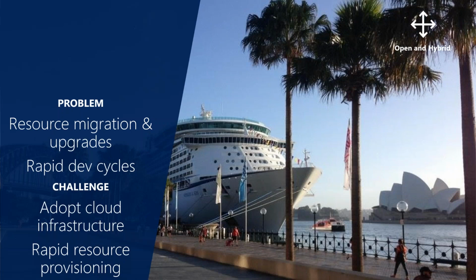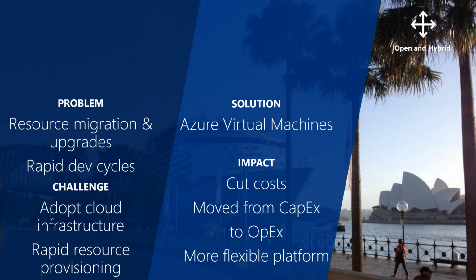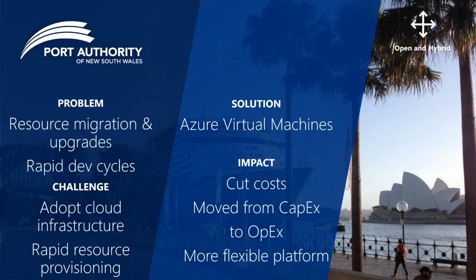Here's the case study with the Port Authority. They had issues with resource migration and upgrades and rapid development life cycles. Their challenge was to adopt a cloud infrastructure that had rapid resource provisioning. Solution: they spun up Azure virtual machines. The positive business impact was that it allowed them to reduce their costs. They moved from large capital expenditures to monthly operational expenditures, and it provided them with a more flexible platform to run their business.